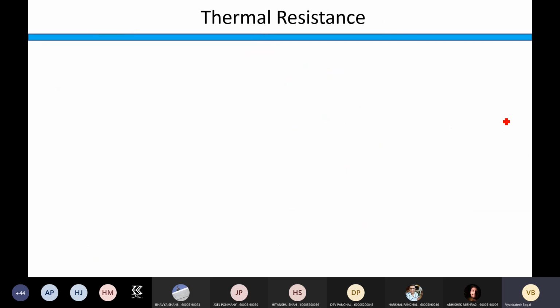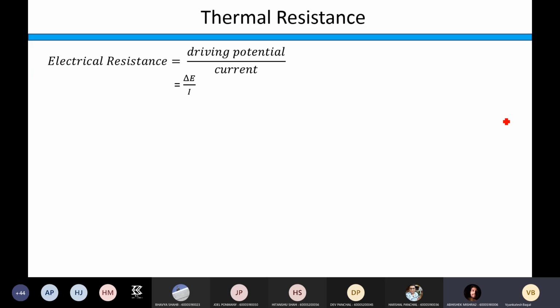Now the concept of thermal resistance. So you must have studied in electricity. What is electrical resistance? Sir, the positive flow of current. So similarly here maybe the positive flow of heat or temperature. The electrical resistance definition is the ratio of the driving potential to the quantity which is flowing. In case of electricity, the flowing quantity is current, and the driving potential is the potential difference, delta E. So the electrical resistance is the ratio of driving potential to the quantity which is flowing.